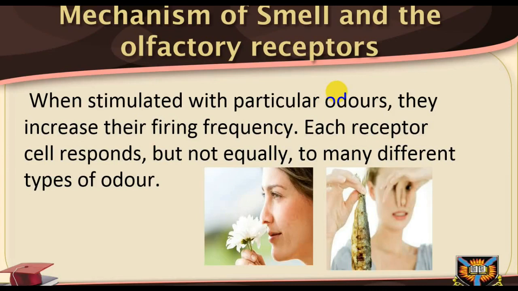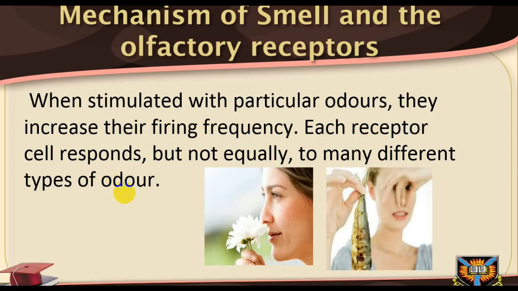When stimulated with particular odors, they increase their firing frequency. Each receptor cell responds, but not equally, to many different types of odor. As in the gustatory system, the successive nerve cells in the pathway become more selective, each responding to fewer odors.